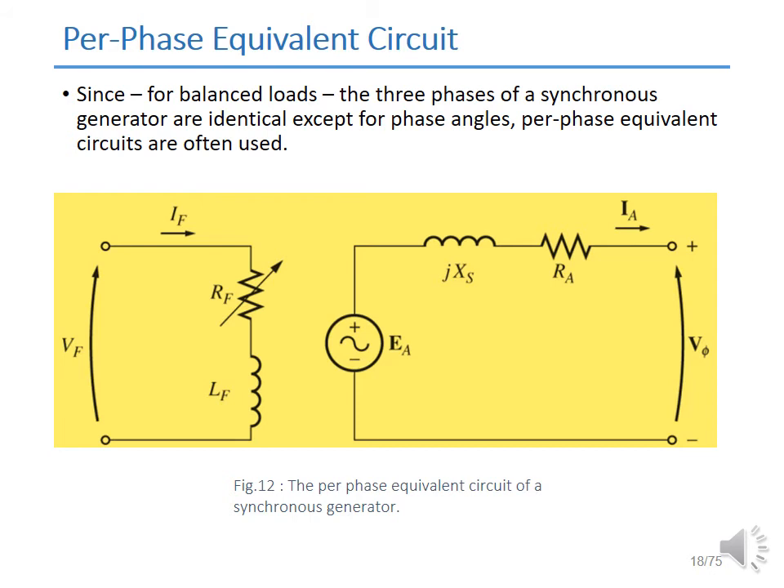For balanced loads, when we want to do the analysis, we can use the per phase equivalent circuit, again as we have seen before. For the three-phase system, we can have a per phase equivalent circuit that will simplify the problem and make it easier for us to do the analysis. So instead of the three-phase circuit, we get the per phase equivalent circuit.